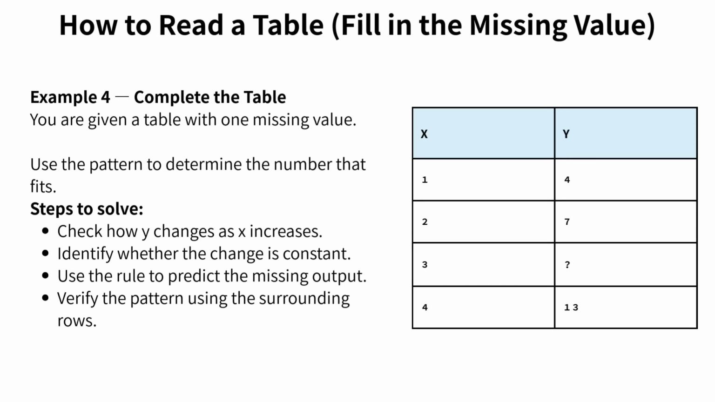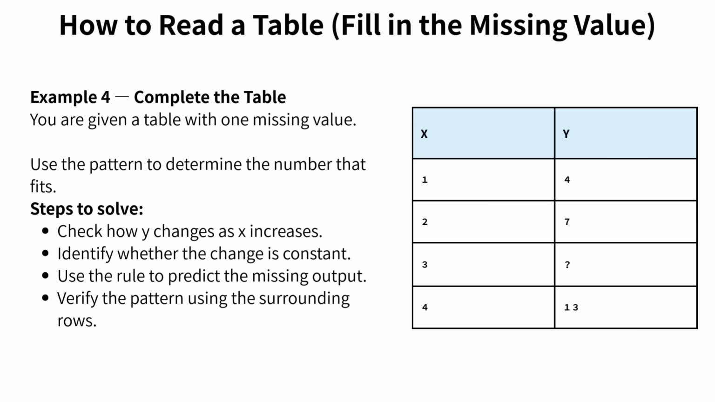In this example, one value in the table is missing. Your job is to determine which number should fill the empty space. First, examine how the y values change as x increases. From 1 to 2, y goes from 4 to 7, an increase of 3. Check the next available pair. From x equals 2 to x equals 4, y increases from 7 to 13, which is 2 steps of plus 3 each. This suggests that the pattern increases by 3 every time x increases by 1.